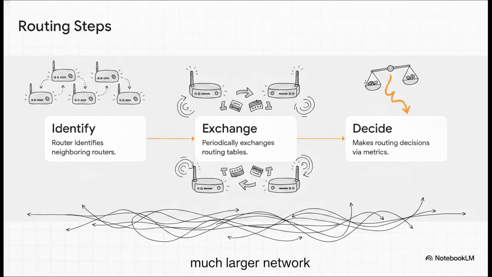It really is a brilliant word-of-mouth mechanism. First, a router identifies its direct, immediate neighbors. Then, on a really strict schedule, it periodically hands over its entire routing table to those neighbors. Finally, it takes the new info it just got back and makes routing decisions based on its chosen metric. They literally just swap lists with the router next door and pick the easiest path. It's a highly localized, step-by-step way to map out a massive network.